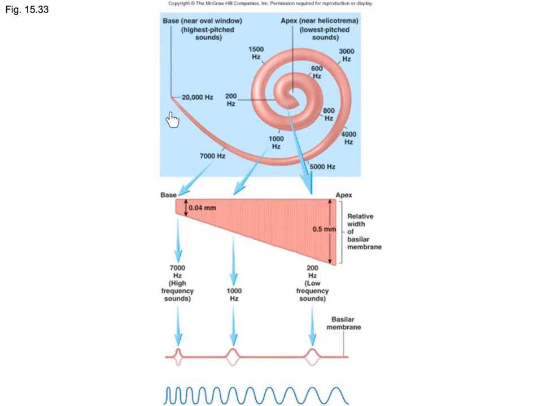So here we can see, because of that differential elasticity, that the highest frequencies, at 20,000 hertz, are being picked up near the oval window, and the lower and lower frequency sounds, down to 600 and below 200 hertz, are really at that helicotrema, that point within the cochlea.